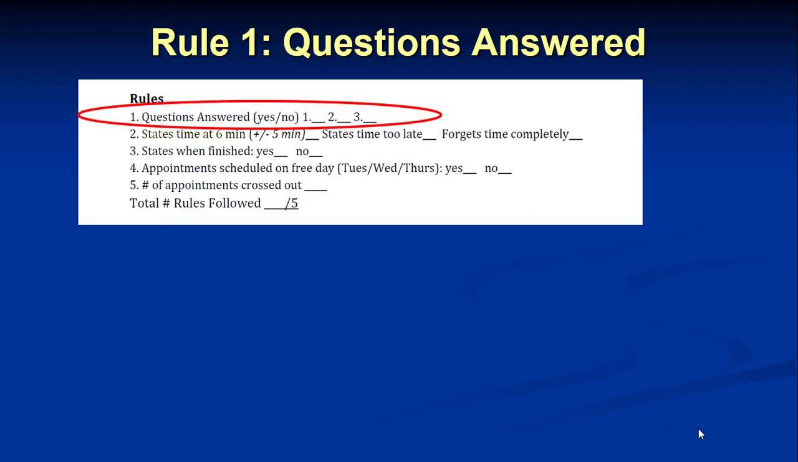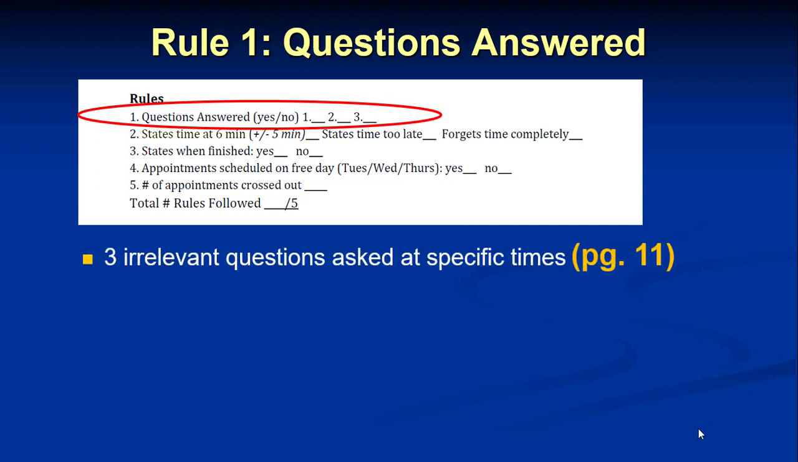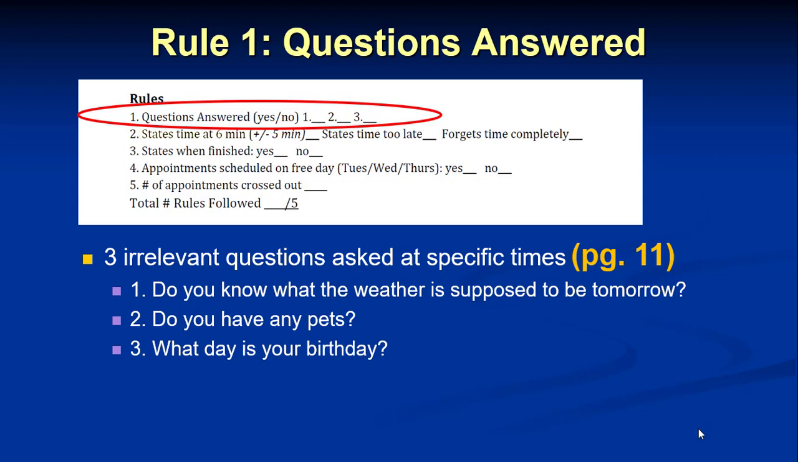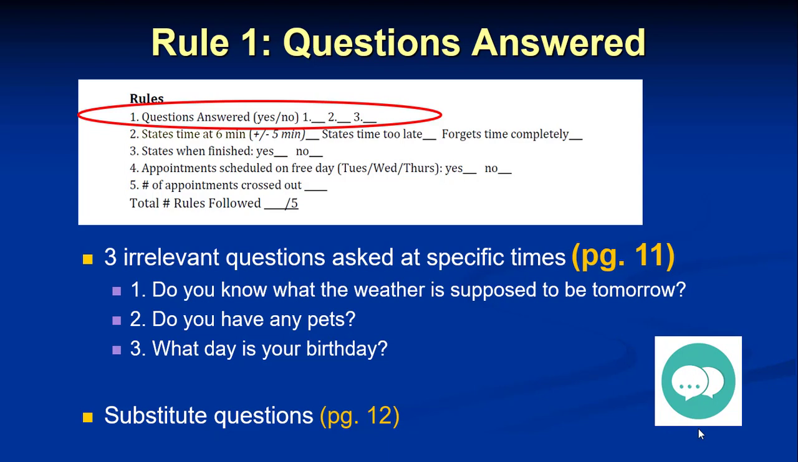Rule number 1 is questions answered. During the activity, the examiner asks the client 3 irrelevant questions, which the client has been instructed not to answer. The questions should be asked at times specified on page 11 of the manual. Examples of the questions are listed here. The examiner can also choose substitute questions that are provided on page 12 of the manual. If a client answers questions or engages in conversation, answer them minimally. Do not cue them to return to the task. Observe how long it takes for the client to return to the task.